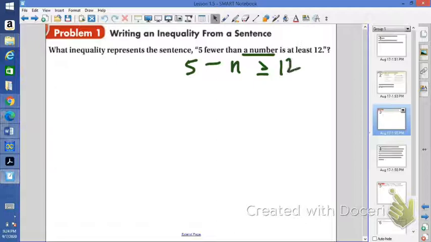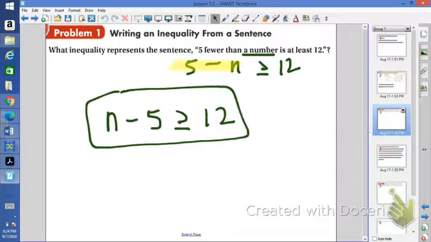And then 12. Alright, now whenever we're dealing with subtraction, we have to really pay attention to the order. So 5 fewer than a number would indicate I have to flip this around and write n minus 5. So this right here is 5 fewer than a number. And then I can go ahead and finish it by writing is greater than or equal to 12. And this is an inequality that represents that sentence.